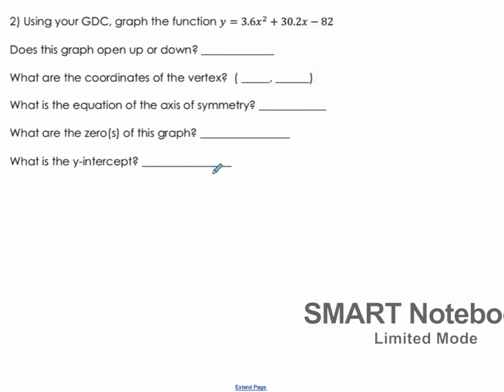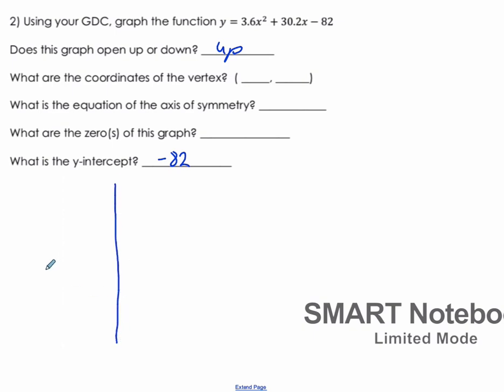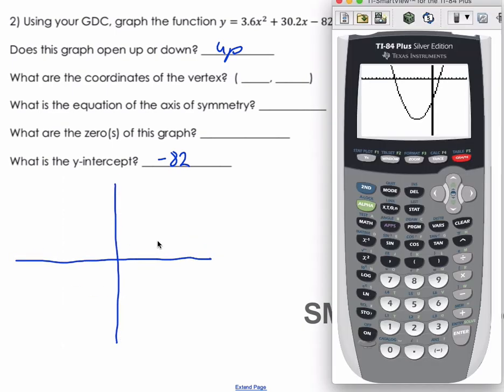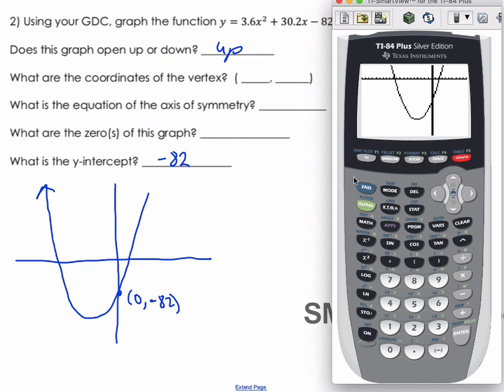Let's start filling in some things. We know the y-intercept is going to be negative 82. That one's easy. This is going to be pointing up because the a value is positive. And we'll need to get the other things with the calculator. So let me draw a sketch first. So it's going to look like that. Okay. And we already know the y-intercept. So let's get the other points.